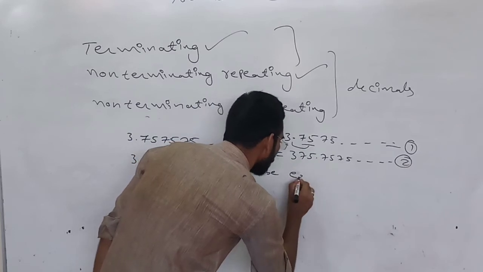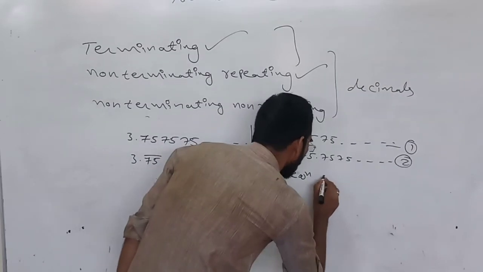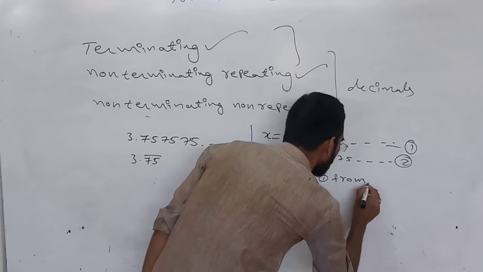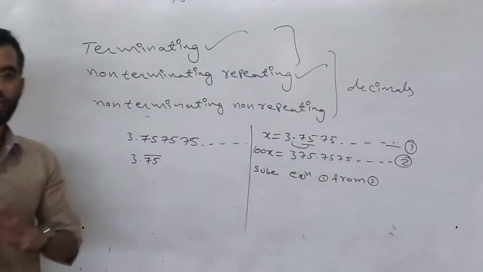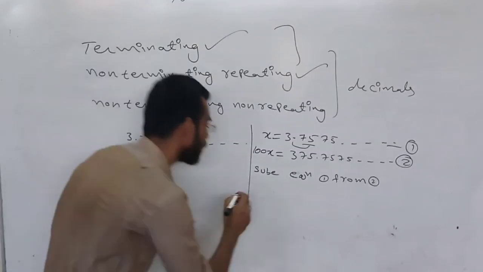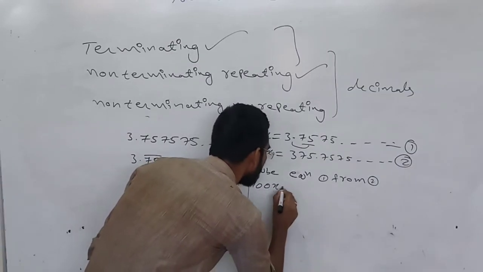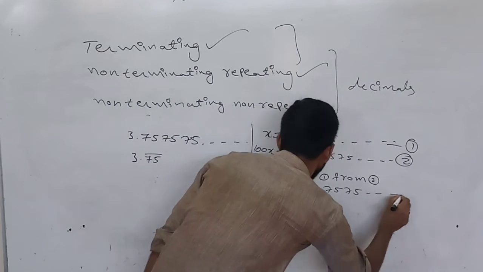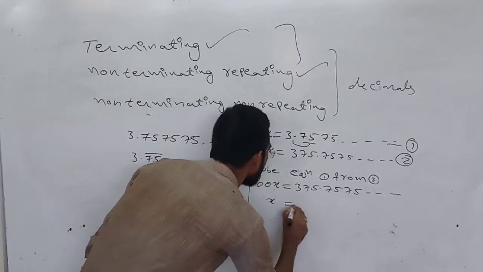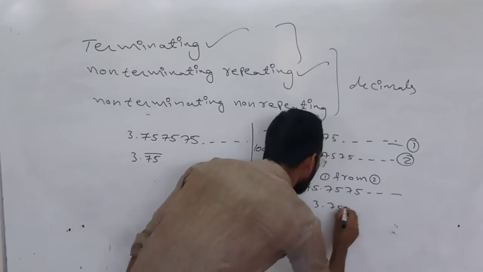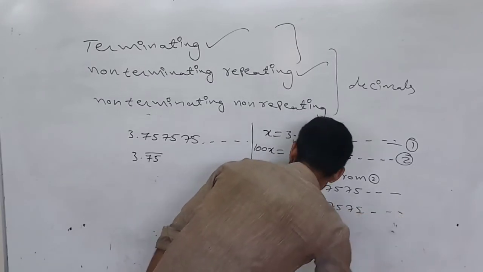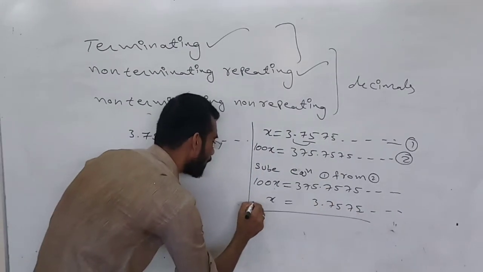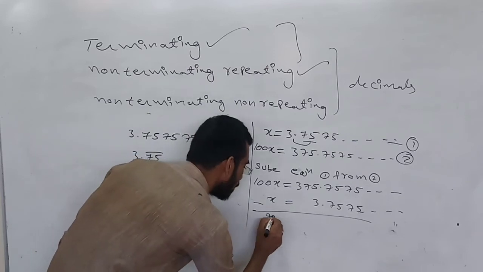equation 1 from 2. From equation number 2 we should take out equation number 1. What is equation number 2? 100x is equal to 375.7575, and so on. Next equation, x is equal to 3.7575, and so on. Now 100x minus 1x, it will be 99x.